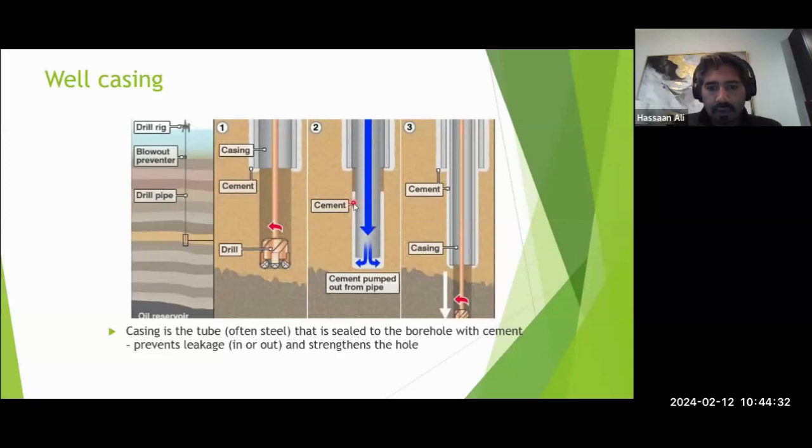So you can see over here that the cement will be pumped through a pipe, the cement pipe, and then it will go behind. As you start lowering more casings, you will have to lower your cement pipe, cement the casing, and move to the next size.